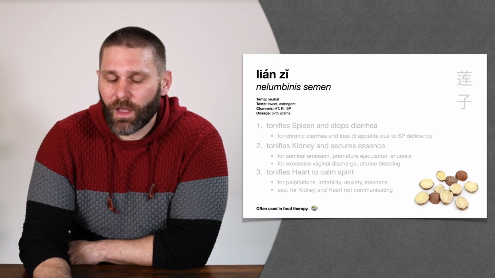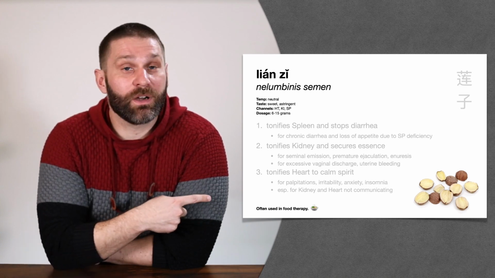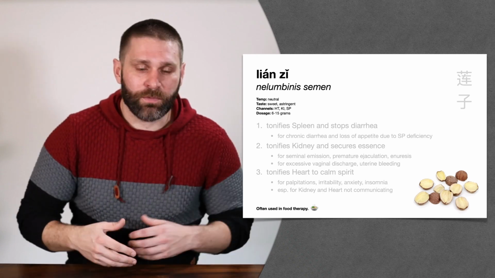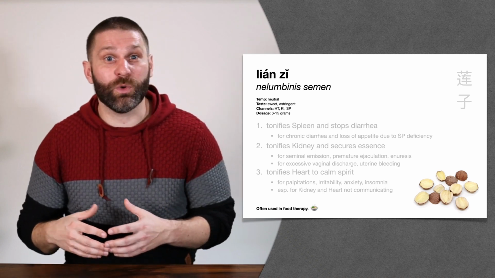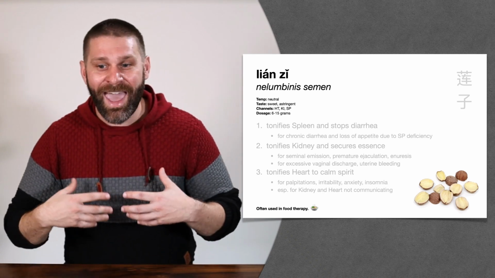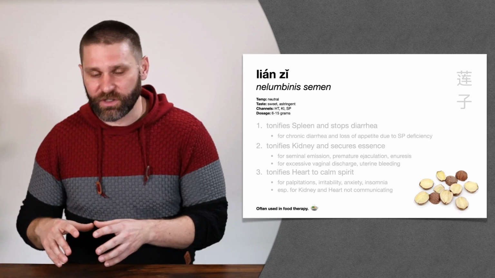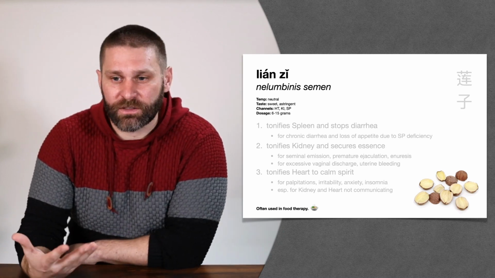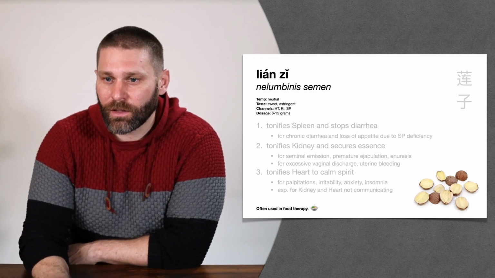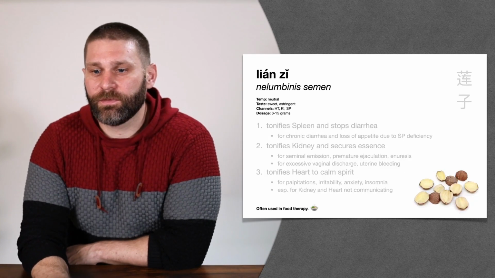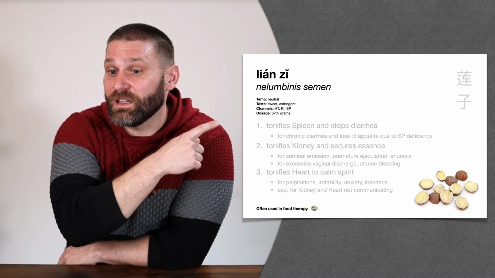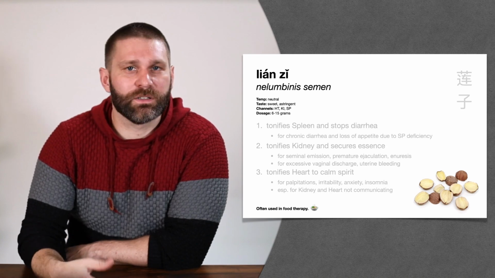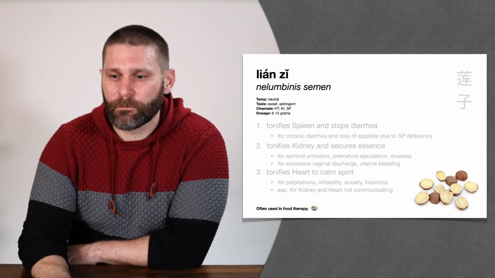So lianzi, lotus seed, is very commonly used in food therapy as well. Especially if you're making a congee. If you have a person with spleen qi deficiency with diarrhea and you want to tonify the spleen and stop the diarrhea, you can make a rice congee, and then you could add in some lianzi because it's a very good food as well. Dosage is a little bit higher than average, and lianzi just means lotus seed.